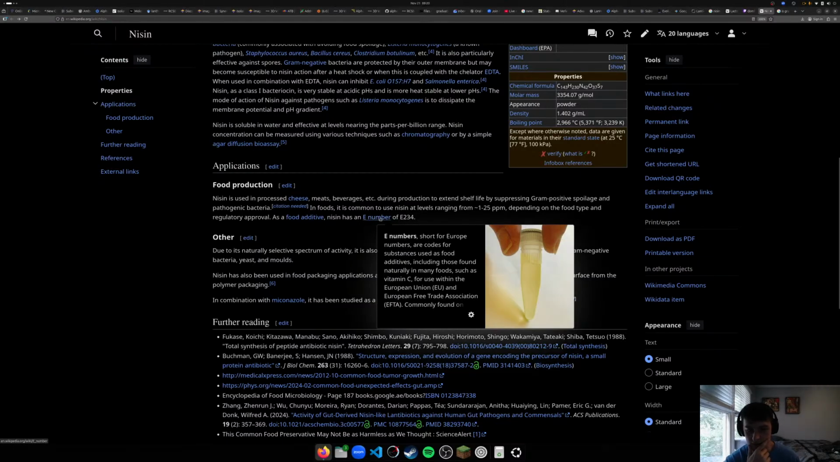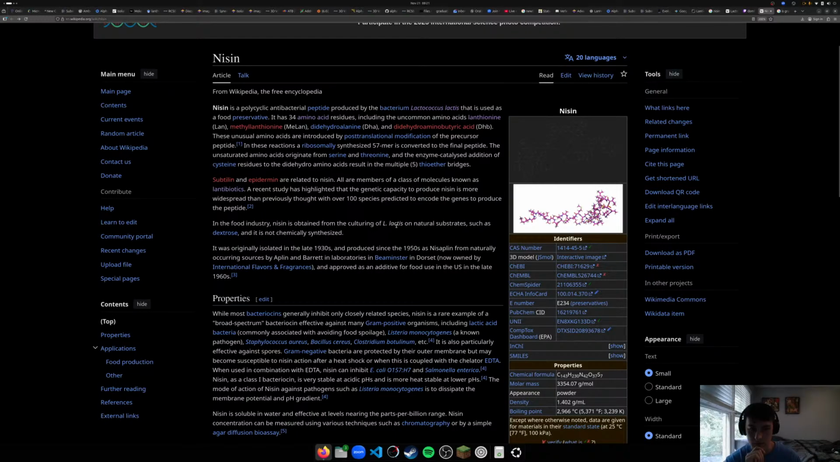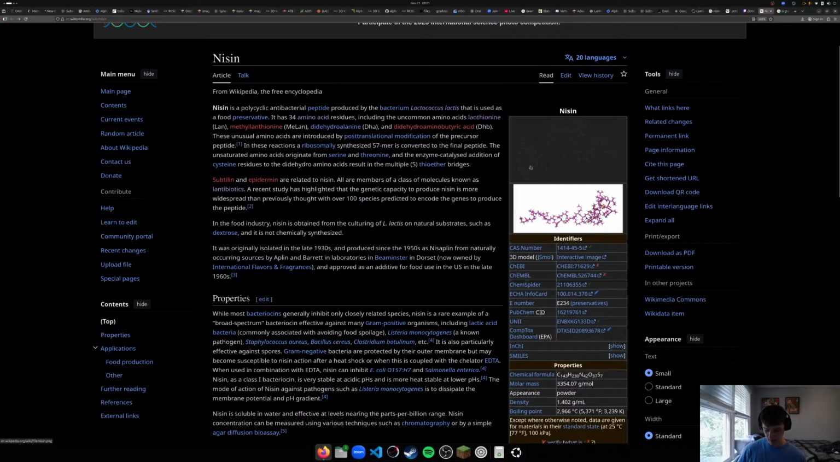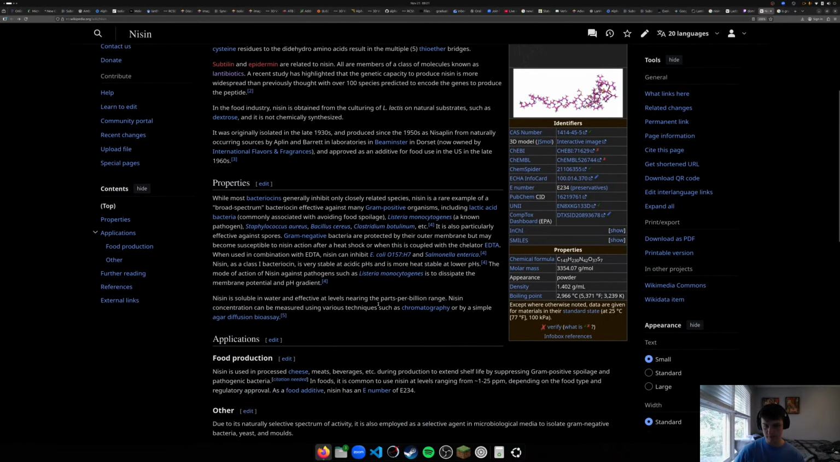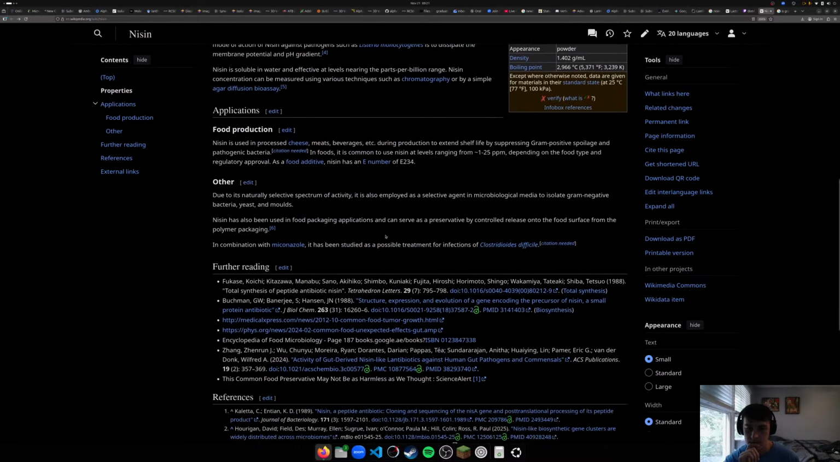Nisin has an E number? What is that? Okay. Where's the food surface from polymer? I wonder if these gram-positive bacteria are developing a resistance to nisin.